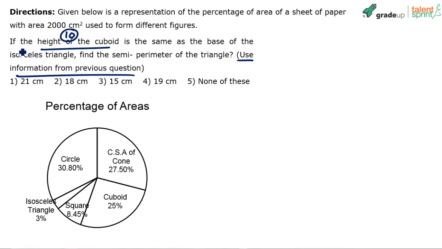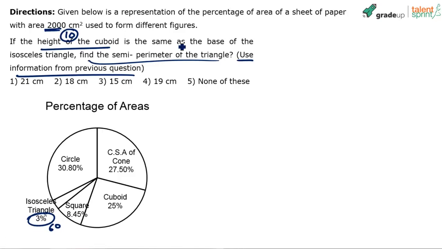Let's solve this now. The question says that the height of the cuboid is the same as the base of the isosceles triangle. We have got the height of the cuboid from the previous question, as he has asked us to use that information. Now, the triangle is 3% of 2000, since the total paper area is 2000. 3% of 2000 is 60. So the area of this isosceles triangle is 60.